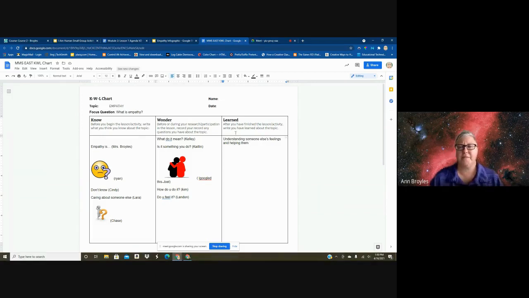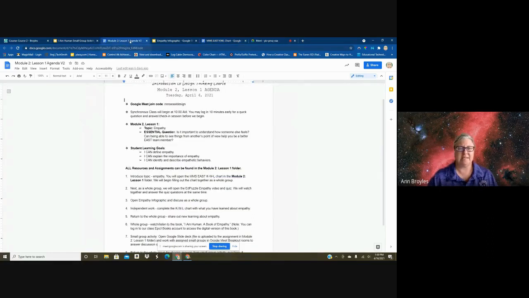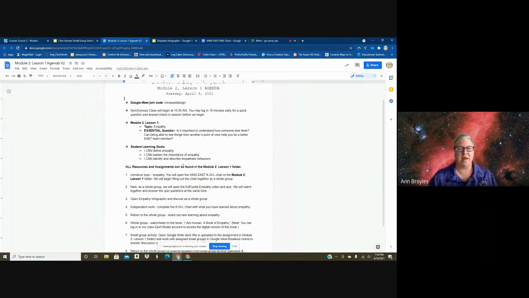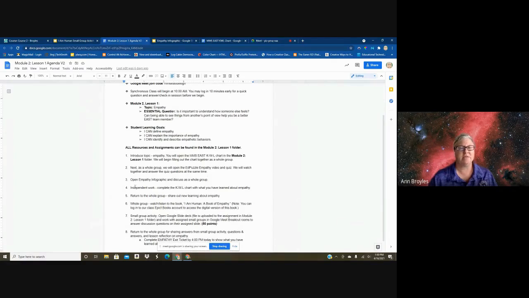All right, well, let's go back. Does anybody else have anything they want to add? Yeah, very good. Okay. I think we're all kind of on the same page here: understanding someone else's feelings and helping them. Let's go check our agenda and see what we want to do next. So we finished the Ed puzzle. We've looked at our infographic. We've added some more to our KWL chart. We're going to keep doing that throughout this lesson and in lesson 2.